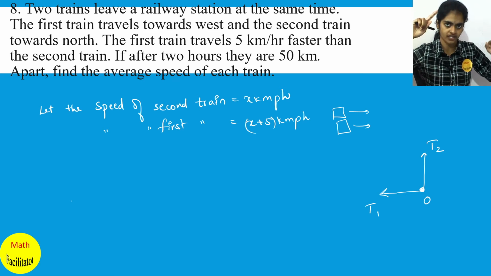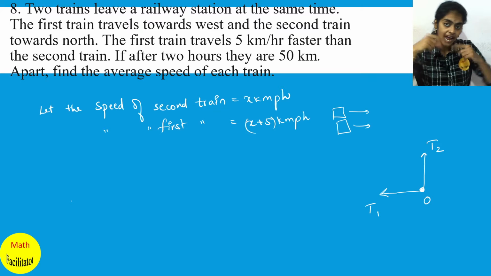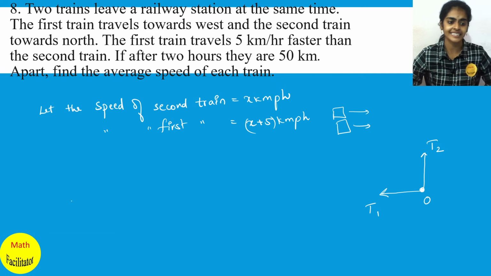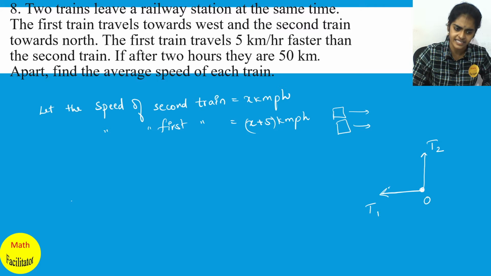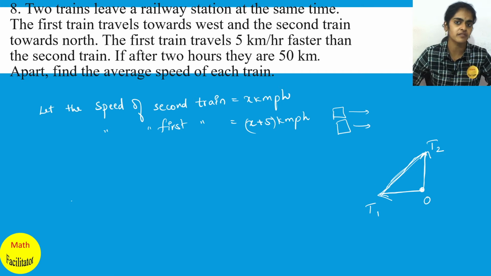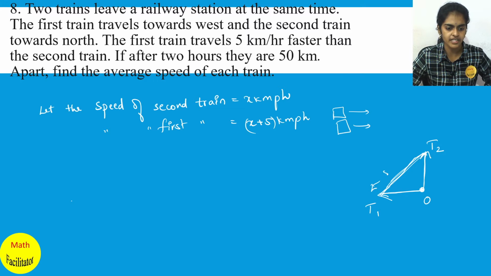Now, they started at the same time. After 2 hours, they are at a distance of 50 kilometers. So if one train is traveling in this direction, the other train is traveling in this direction. The distance between the two trains after 2 hours is nothing but this distance. So T1T2 is the distance between the two trains after 2 hours, and that distance is given as 50 kilometers.